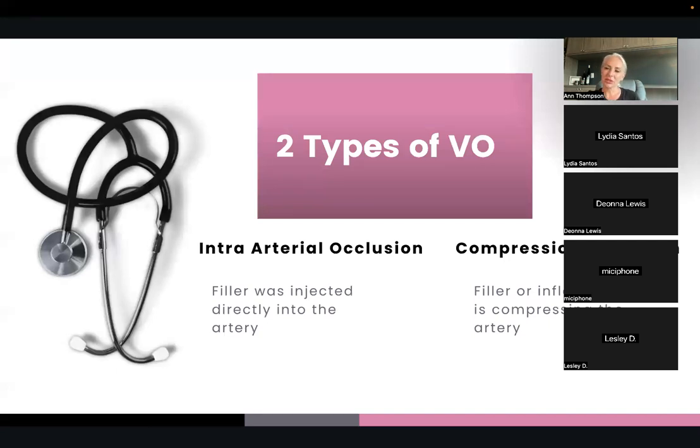The second type of vascular occlusion is going to be a compression one. This can happen while you are injecting, but it can also happen 24 hours after from inflammation. This is caused by filler getting too close to a vessel or inflammation clamping down on a vessel and stopping the blood flow. Both are considered emergency situations and need to be addressed immediately.